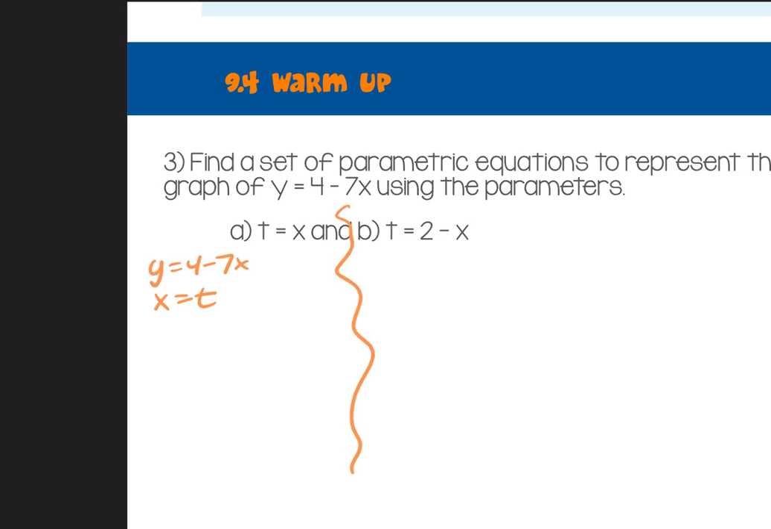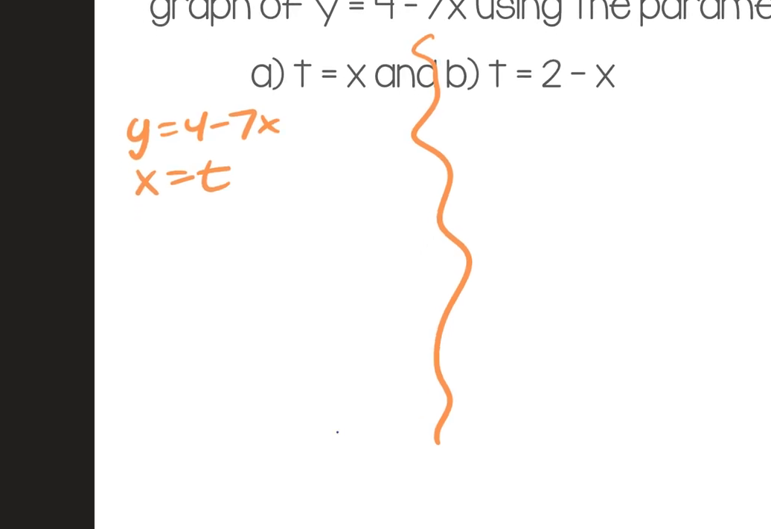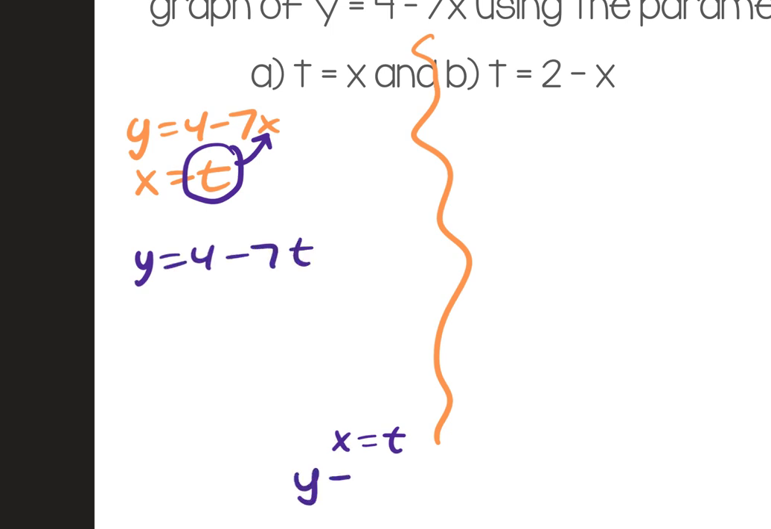One is rectangular because it doesn't have a t. One's parametric, and I need to make two parametric. So for the one that already has the t in it, I'm going to solve for the other variable, which I did. That's one part of it. And then I'm going to take that and plug it in place of the variable that didn't have the t. So y would equal 4 minus 7t. And that's the other half of the parametric equations.